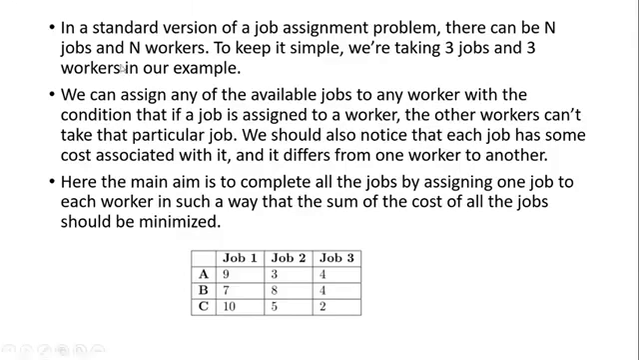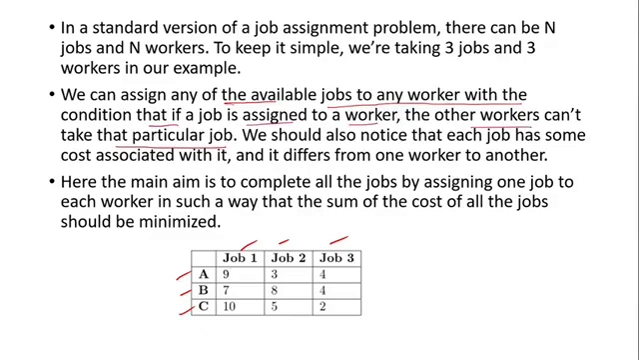So, what is the job assignment problem? In a standard version, there can be n jobs and n workers. These are the workers A, B, C, and there are n jobs. We can assign any of the available jobs to any worker, with the condition that once a job is assigned to a worker, the other workers can't take that particular job.